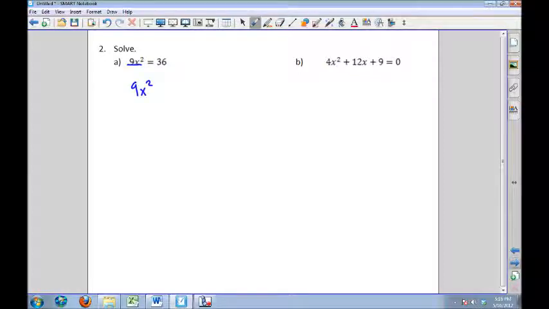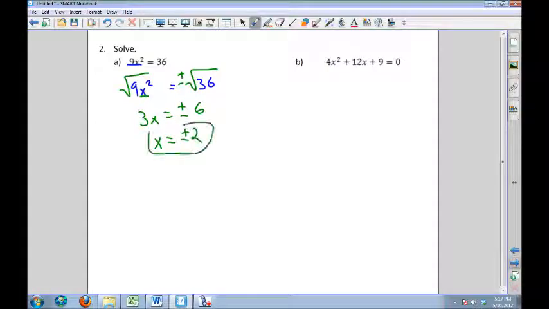So I have 9x squared equals 36. Here again, I will take my square roots. And a variable is again involved, so I will have both a positive and negative solution. When I take those square roots, I end up with 3x equals plus or minus 6. And when I solve for x, I get, dividing both sides by 3, plus or minus 2.